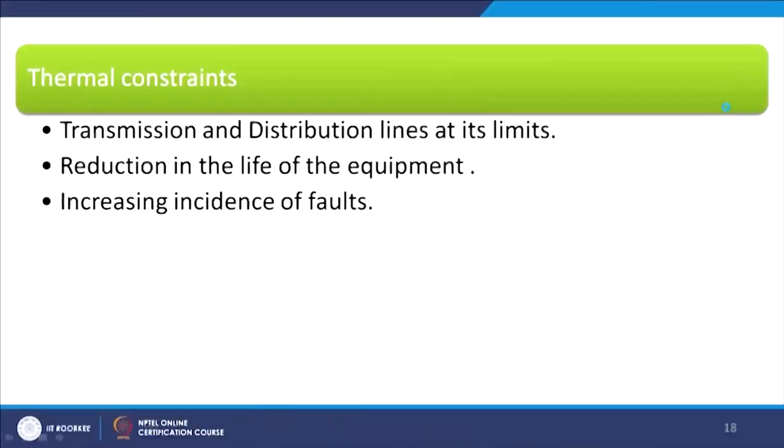Thermal constraint, transmission and distribution lines at their limit. Most of the lines are congested or overloaded, leading to reduction in the life of the equipment and increasing incidence of faults. We experience frequent faults at different corridors given extreme loading conditions. Operational constraints, voltage and frequency limits, uncertainty of renewable energy sources.